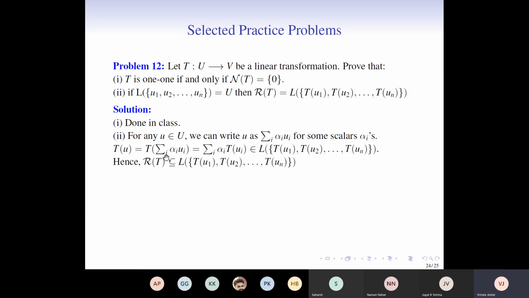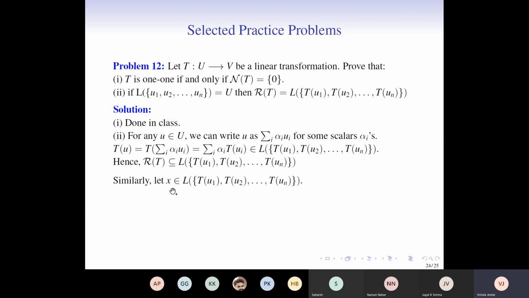T of u could be written as T of this summation, and using linearity of T, you just pull it out. So this basically becomes a linear combination of T of ui's. So it belongs to the linear span of T of ui's. So this proves that the range of T is a subset of the linear span of T of ui's.